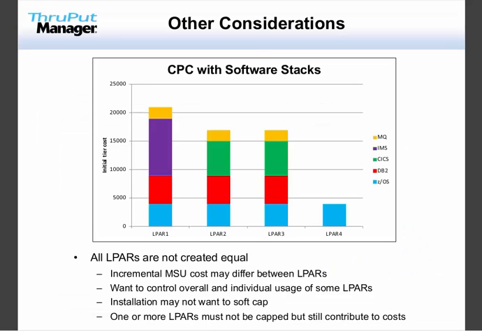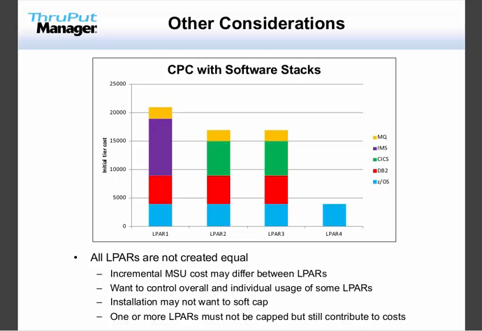Now, we always like to say, well, what more can be done? Some other considerations. We alluded to this in the abstract of today's session. All LPARs are not created equal. Let's face it, you very likely have different software products installed on different LPARs. At a very high level, this can mean, very simply, some LPARs cost more than others. Maybe you want to control individual uses of some LPARs or group them by applications. Maybe you don't want a soft cap at all.